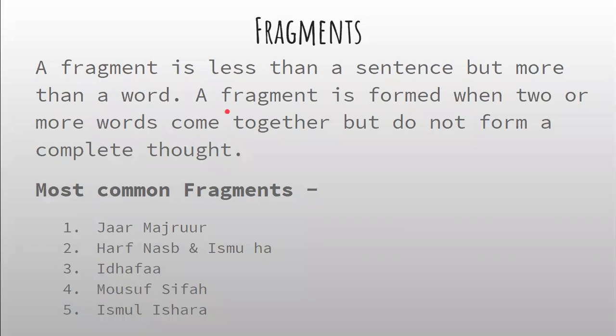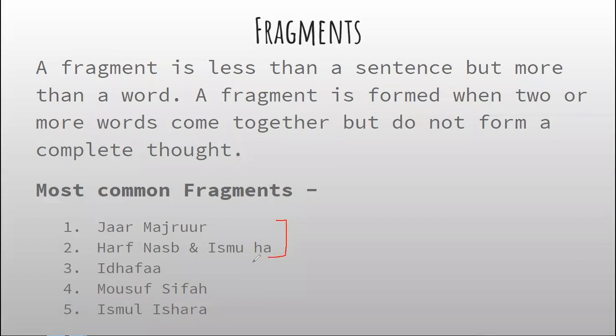So among those five, the first two are made up of harf with an ism. Okay, so harf and ism. If we add one harf and one ism, then this kind of fragment is formed. And these other three are basically two isms. When two isms come together, this kind of fragment forms. So it's ism plus ism. The first kind is harf and ism.